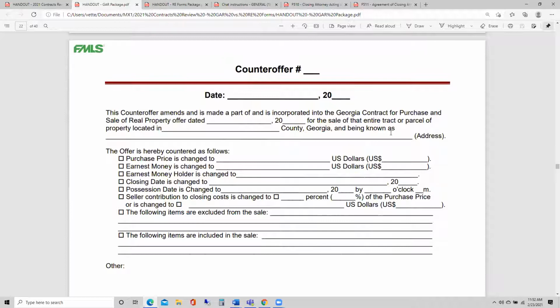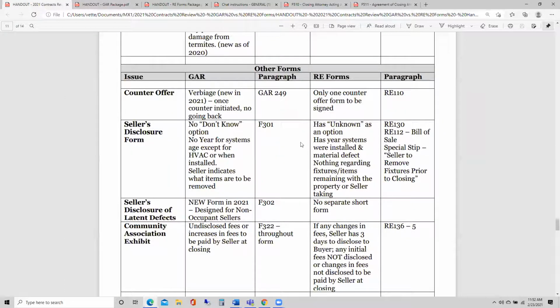In the GAR contract package, there is new verbiage as of 2021 that in essence says, once a party initiates a counteroffer, everything else is off the table. The original offer, even if the time limit has not expired, once a party initiates a counteroffer, you cannot go back and sign an unexpired offer or previous counteroffer.